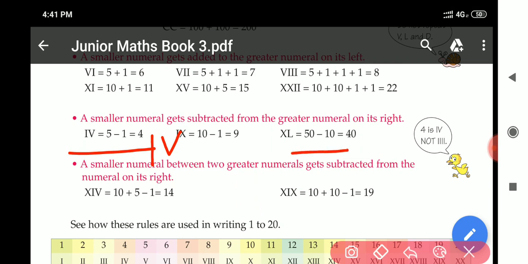Suppose look here, 50 is denoted by L, and if we have to write down 40, it means we have to subtract 10 from 50. And how do we subtract 10? We write down 50 and before 50 we write down X, that is 10, and then we will get 40.